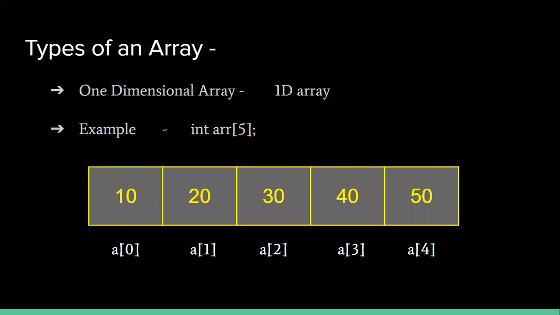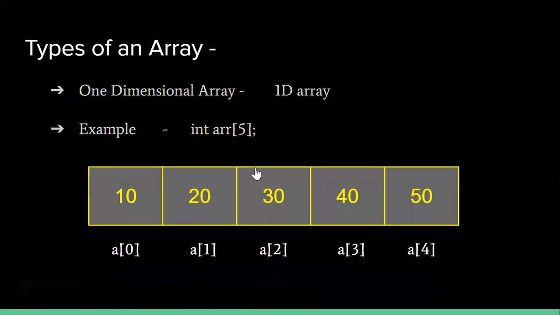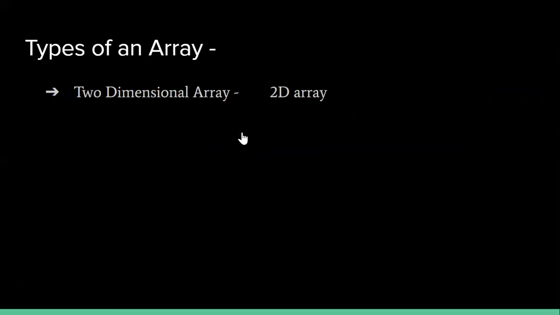The next point is types of array. It is mainly divided into 3 types: one-dimensional, two-dimensional, and multi-dimensional array. For a one-dimensional array, let's take the example of an array of size 5, and the memory representation we have already seen. We use only one subscript here, which indicates the size of your array. Next is the two-dimensional array.